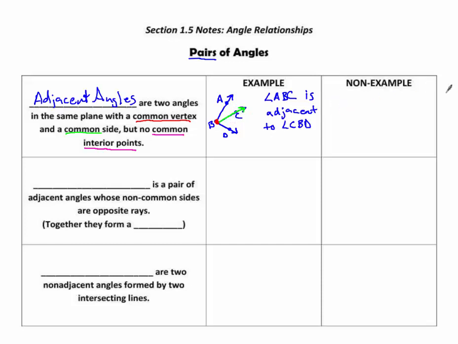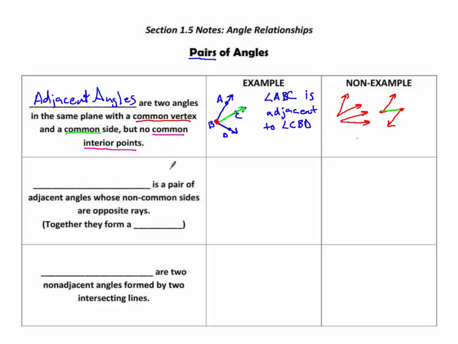A non-example of this would be if you just had two angles that were next to each other like this. Just because they're next to each other doesn't mean that they're adjacent. Another example would be like a little lightning bolt thing. So you can see that they do have a common side, but they don't have the common vertex.